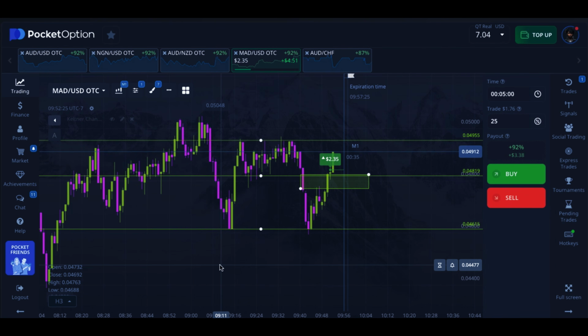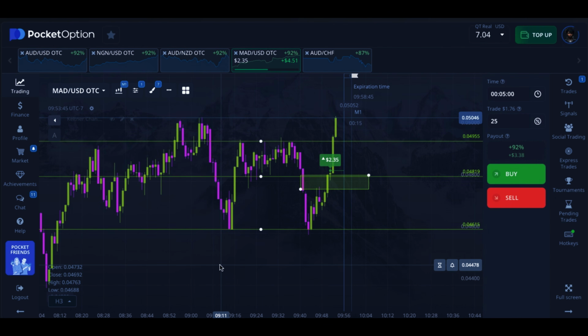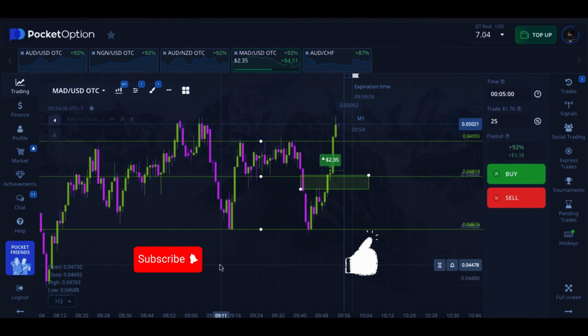But if you're struggling with fair value gaps, just understand, mark out your levels. You don't have to go 5 minutes. If you feel that you're getting that push out of that zone, maybe you can go for 2 to 3 minutes. That's how I basically trade fair value gaps.